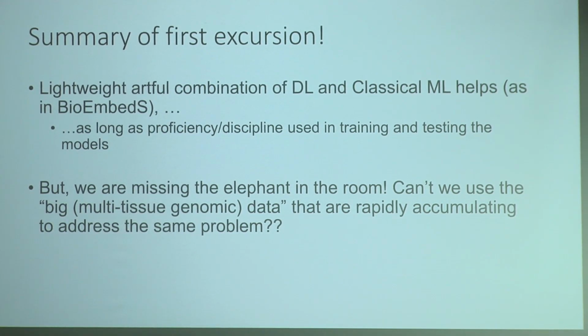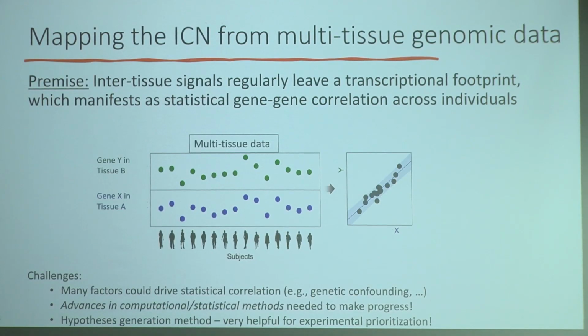But one thing that is missing, the elephant in the room, is that this is a big data and biology conference. So where is, literature data is big data, yes, but where is the big omics data, right? This multi-tissue genomic data. Can we use it to further strengthen our predictions, right? So that is something that we also wanted to look at.